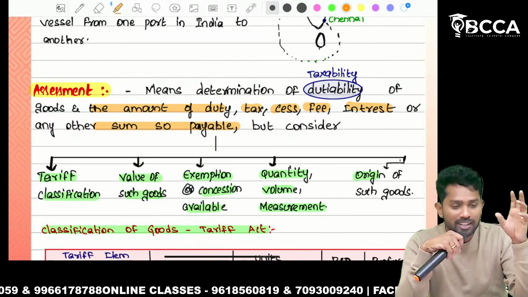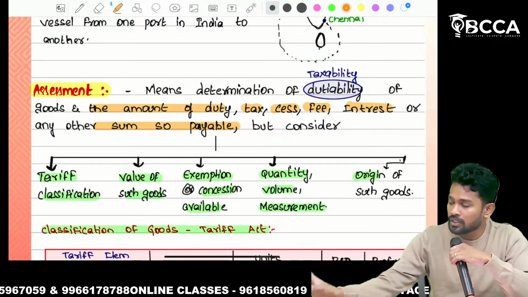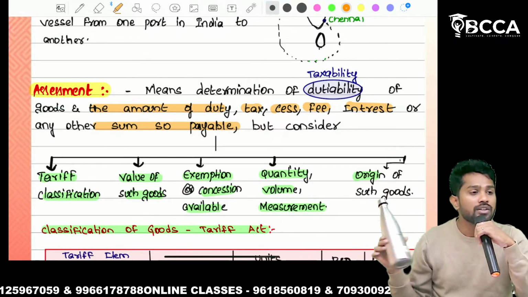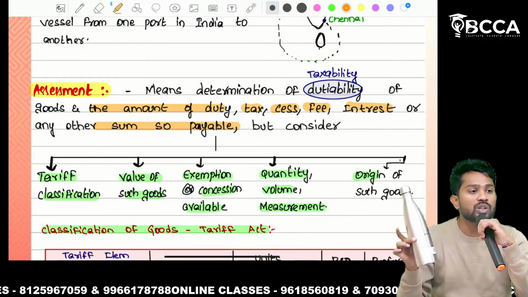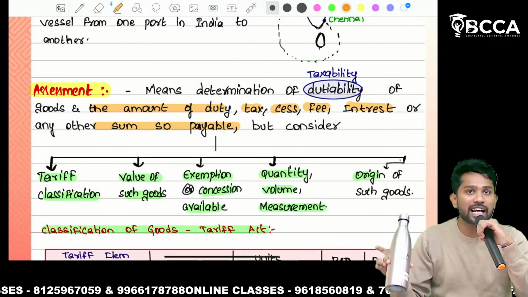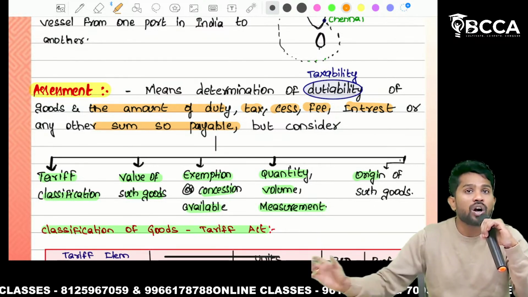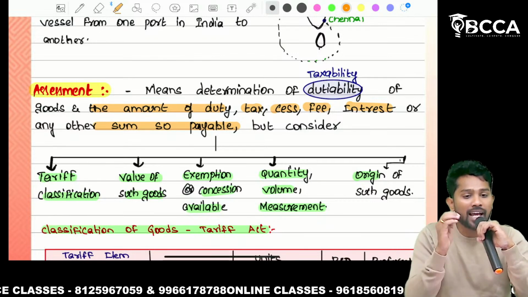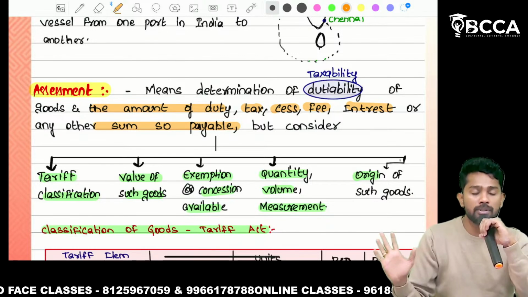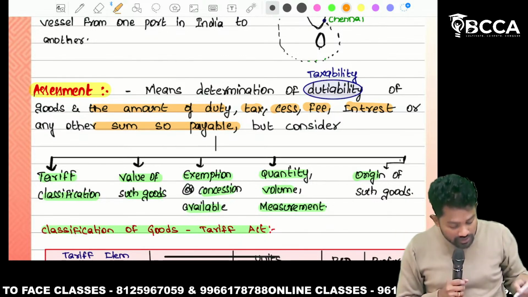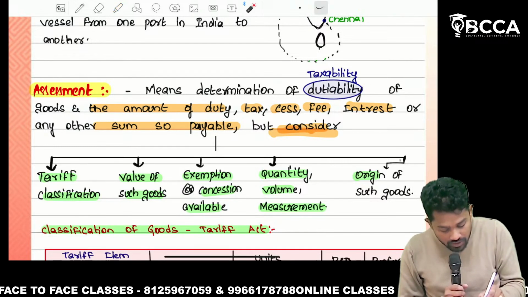Very simple, right? Assessment means finding out. Let's say I have imported this particular water bottle. Assessment means finding out whether this particular good is dutable or not, I mean taxable or not. If it is dutable, what is the amount of duty, tax, cess, fee, interest or any other amount payable? But while doing such calculation, you need to consider the following.